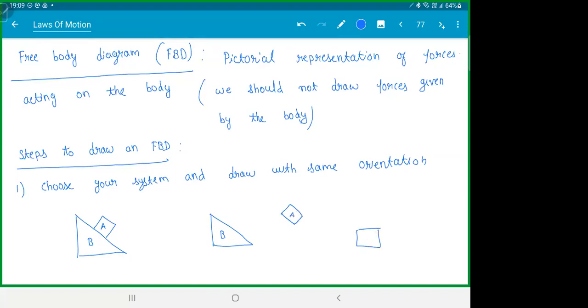Some people draw A like this. Don't do that, this is wrong. Meaning, there's nothing wrong, but it causes unnecessary confusion. Keep it with the same orientation. If it is at an angle, keep it at an angle. If it looks weird, keep it like that only, weird.